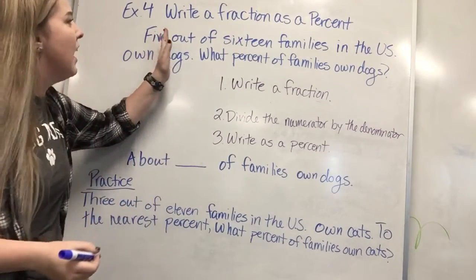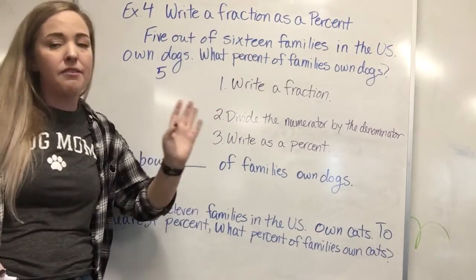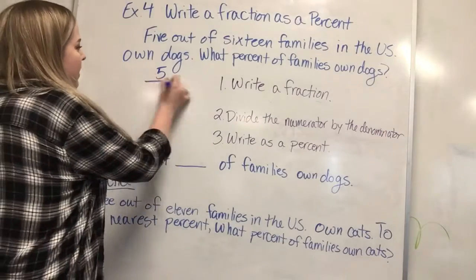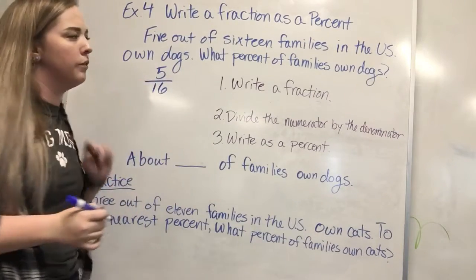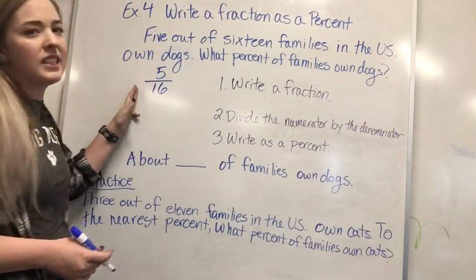Because 5 out of how many? 16. So there's 16 families, at least 5 will have dogs. So it's saying 5 out of 16. So part of a whole. We wrote the proportion, it's a fraction. All right, so we have our fraction 5 over 16.